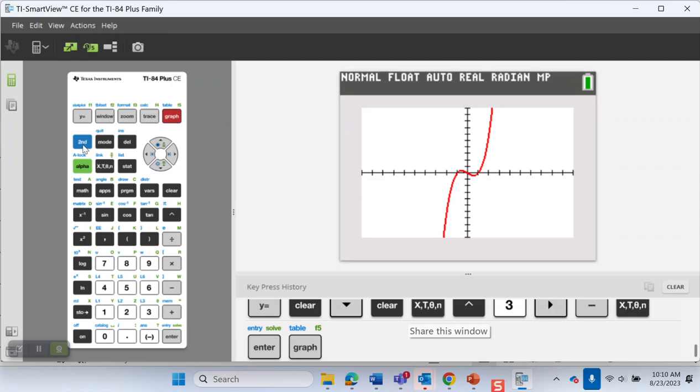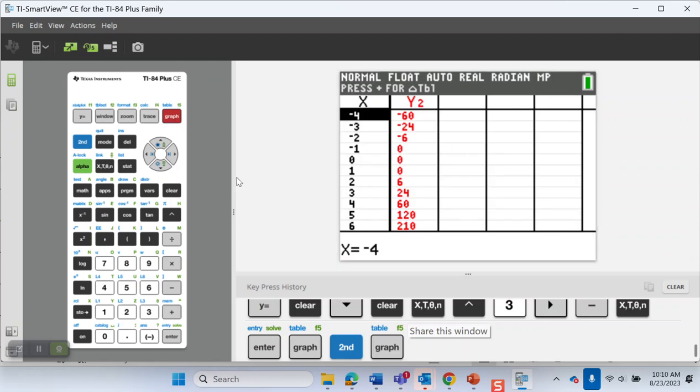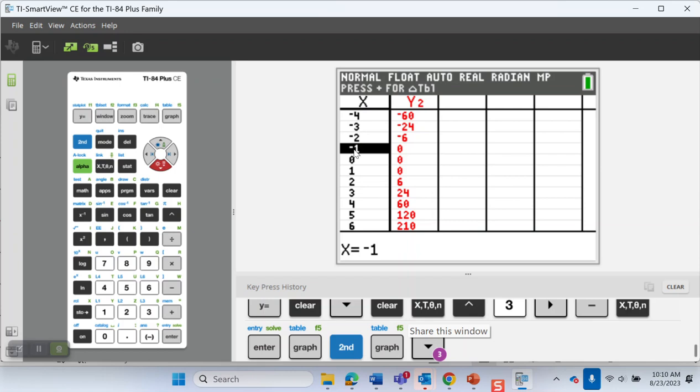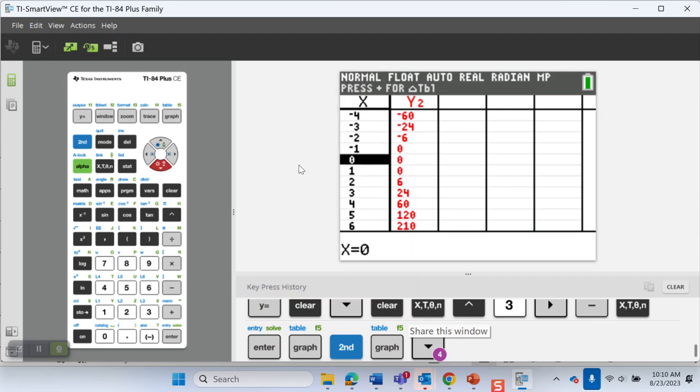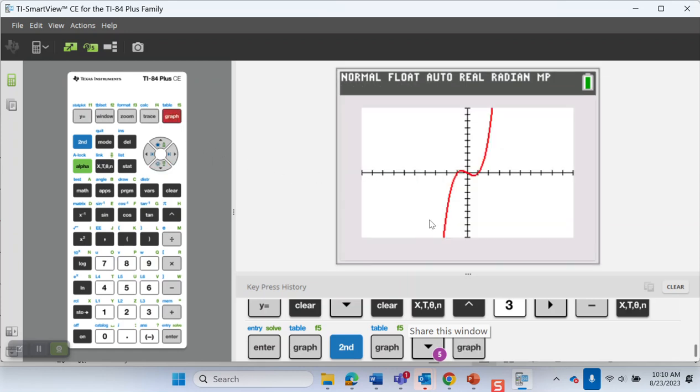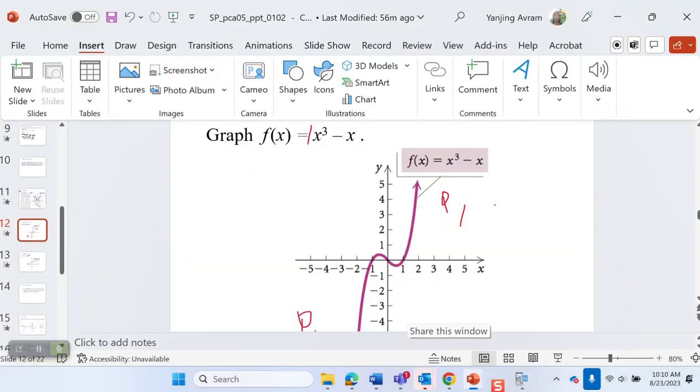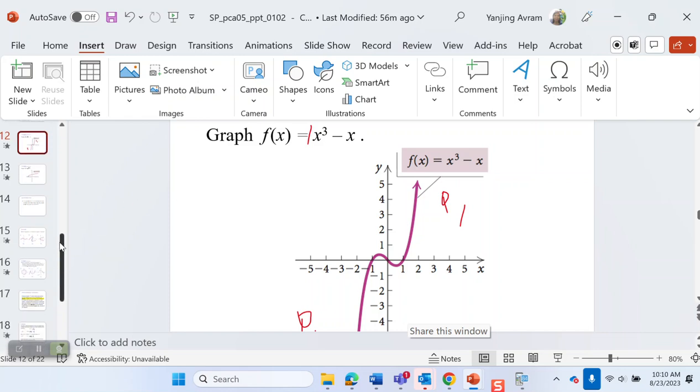And then you can go to second graph, you can look at the table here. Look at that, when x is -1, y is 0. When x is 0, y is also 0. When x is 1, y is also 0. So that means you have 3 x-intercepts in here. Okay? Alright, so that is the cubic function. Any questions so far?